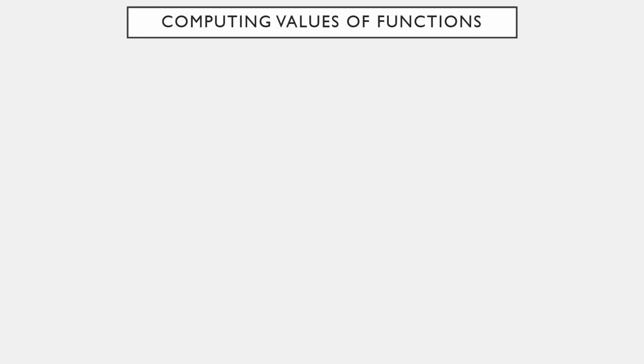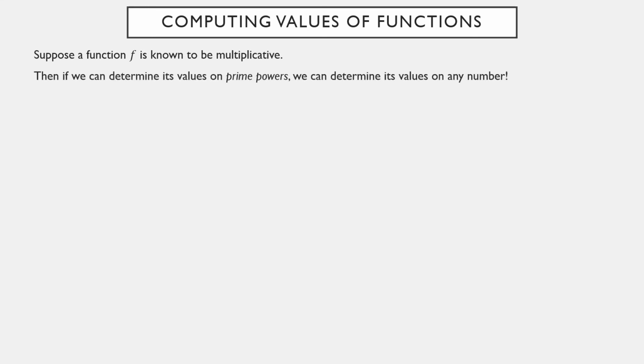But can we easily compute values of these functions? For the Mobius function and for tau, if you want to compute how it acts on a large number, you kind of have to hack through a bunch of unpleasant work and drudgery in order to figure it out. Is there going to be a nice formula? So suppose a function is known to be multiplicative, for example, tau or mu. If we can determine how it outputs on prime powers, we can actually determine how it outputs anything.